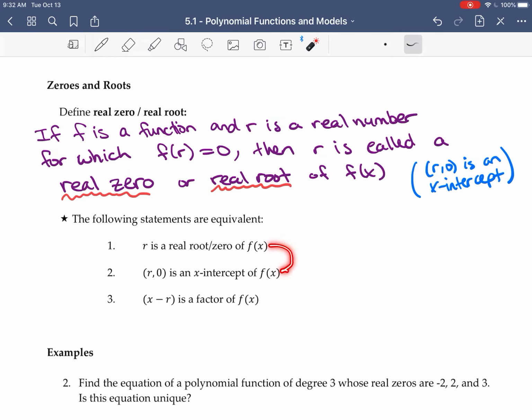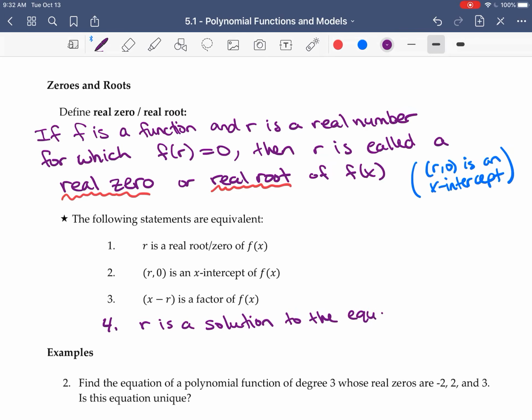So these are all equivalent. The first two are the ones I just mentioned. A real root of f of x, or 0, is the same as saying this point is an x-intercept. It's also the same as saying that x minus r is a factor of f of x, so you should be able to factor it and get x minus r out. Now I'm just going to add this fourth one, which is the definition for a real root: r is a solution to the equation f of x equals 0. So that's the same idea.